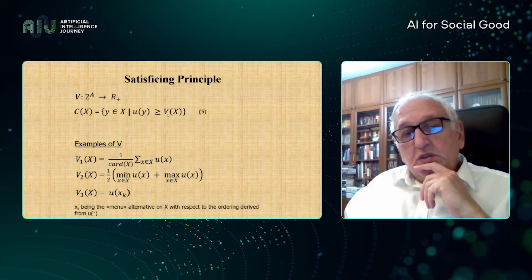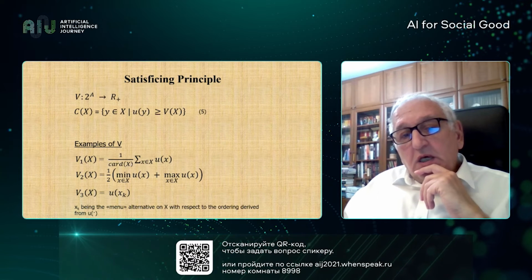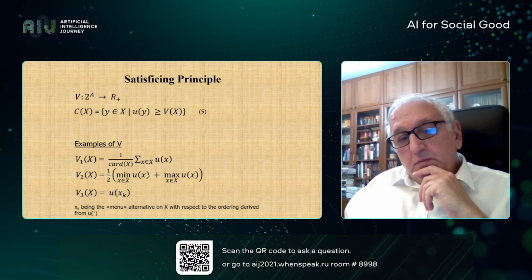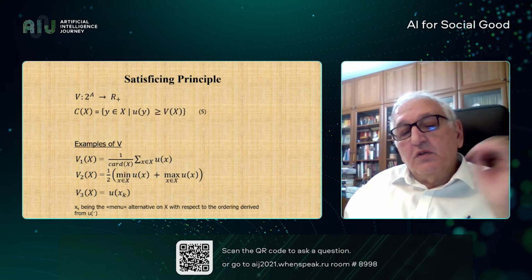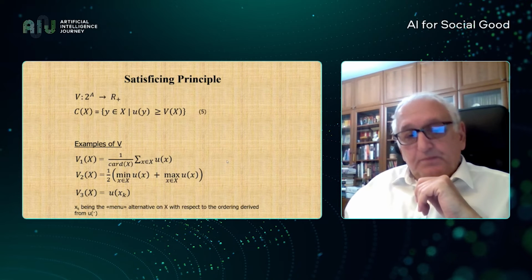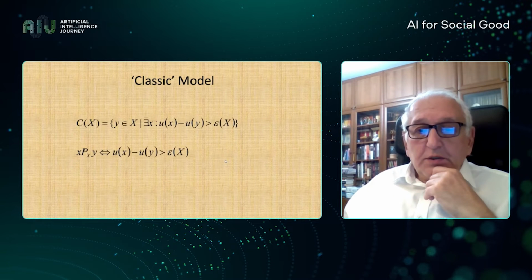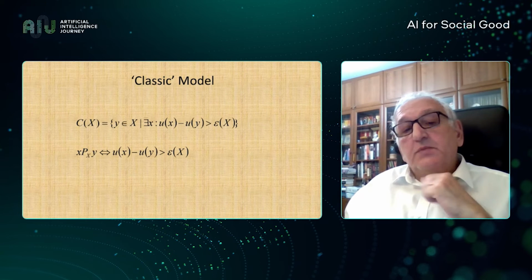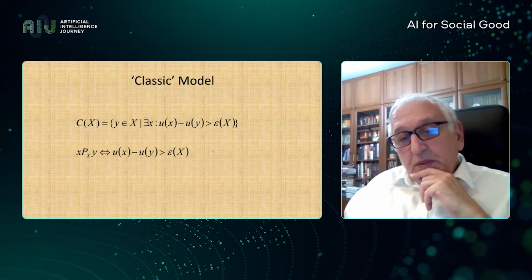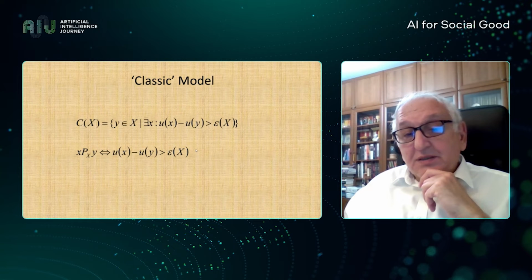And how to choose this satisficing level? It might be, for instance, the average level on the set, or half of the minimum plus maximum level, or some predefined level on this very set. And it turned out that this very classic model, Simon's model, is reduced again to the pairwise comparison with epsilon, but epsilon now depends on the set under study.